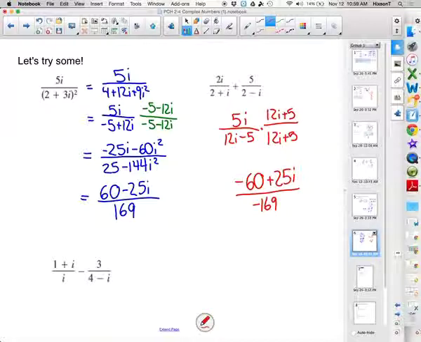This is where standard form is helpful, because both of those are equivalent. When you split it into standard form, you would make the negative over negative for 60 over 169, which would give you a positive 60 over 169. And then you'd have a positive over a negative for the 25i over negative 169, which would give you the same thing that we have over here, minus 25 over 169 i.